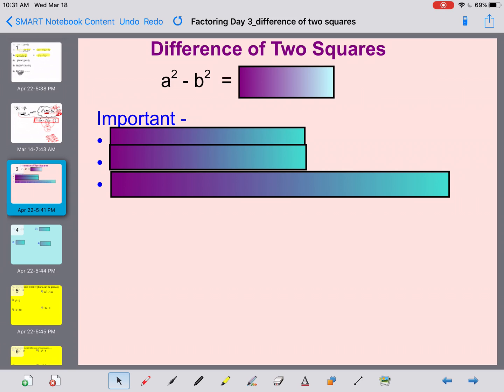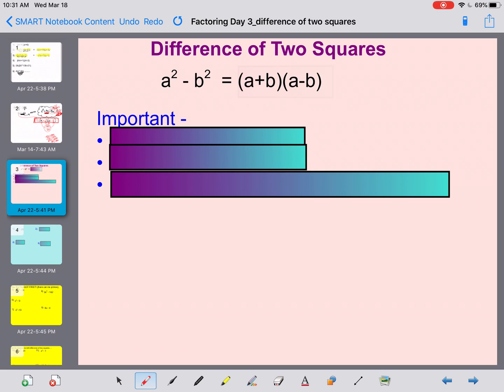So in order to be a difference of two squares, the setup of your binomial needs to be in this form right here, a squared minus b squared, okay? And when you see that format, you're going to use basically a formula. And the formula is a plus b times a minus b, right?